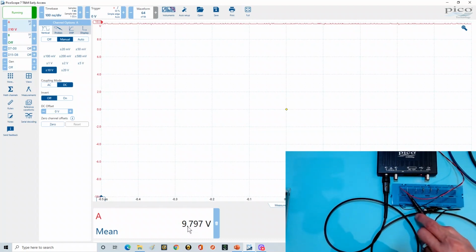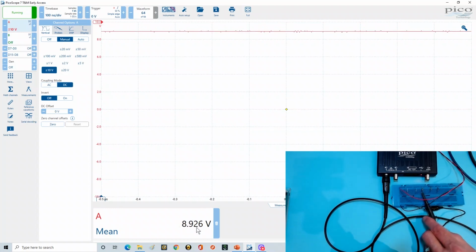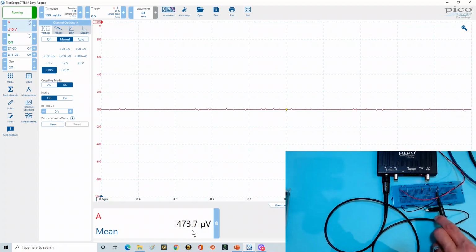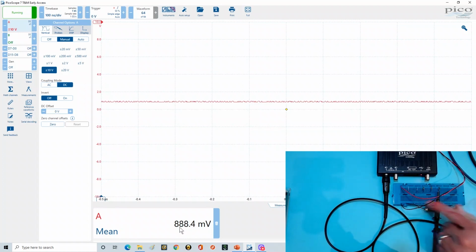But as I now move this probe further down my circuit, so this is now the 10K resistor, we've now got 9.72 volts. If I move it down to the 100K, we've now got 8.9 volts. Move it down to the 1 meg, and we've got 4.9, which has really significantly affected it. And at 10 megs, we've got 0.88 volts. So as I've moved my probe through this circuit with different resistors, the signal's been significantly affected.